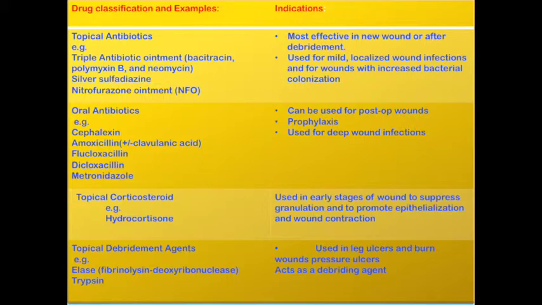Corticosteroids. They act as a granulation tissue suppressing agent. This is used in the initial stages of a wound formation as it suppresses the granulation formation in the wound, which therefore promotes epithelialization and contracture of the wound.